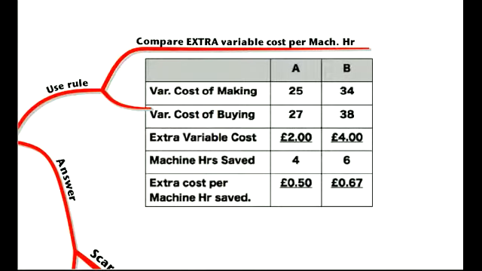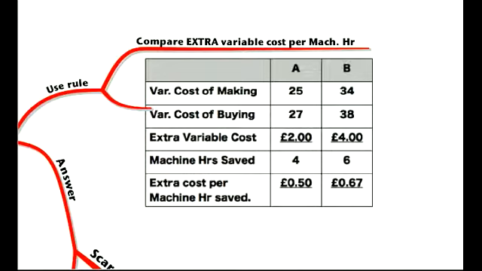So that's what we've done here. To buy A in per unit costs 27, whereas it costs us 25 to make it, giving us a difference of 2. So the extra variable cost per unit is 2 for A and 4 for B. But we're not looking at per unit of production here. We're looking at per unit of scarce resource. Machine hours are our scarce resource. It takes 4 hours to produce a unit of A and 6 hours to produce a unit of B. So the extra cost per machine hour saved of A is 50 pence and B is 67 pence.